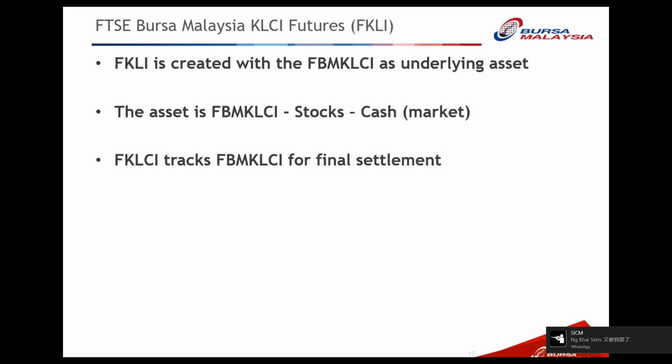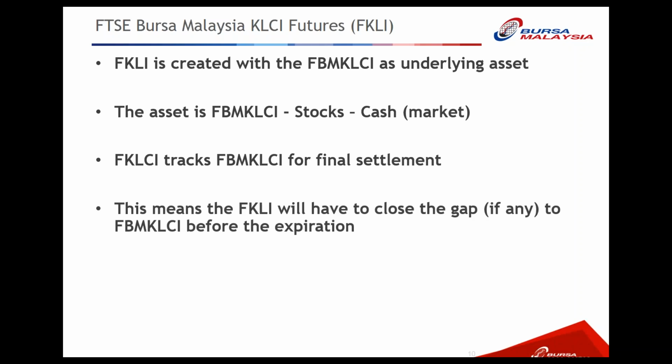In FKLI, it tracks the FBM KLCI, or simply KLCI, for the final settlement. What is final settlement? Every month the price of FKLI will be tracked to the cash market, which is KLCI, for the final price, or what we call the settlement price. This means the FKLI will have to close the gap, if any. The price of FKLI at any point in time can be above or below the tracking index, which is the cash market index KLCI. It can be higher or lower, but before or at expiration, the FKLI will usually close the gap. There is a formula I will explain to you a bit later.